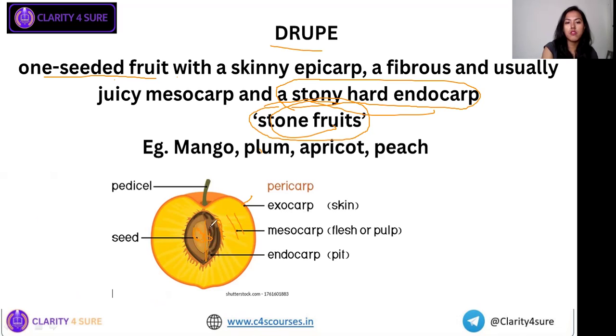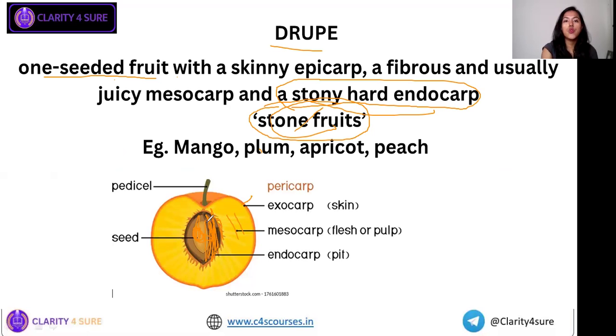Okay, this is the layer which is the endocarp, which is hard, right? This layer, if you see, it's half of the diagram that is given. This inner part is the seed, and above the seed there is this hard layer, which is known as the endocarp, the hard endocarp, because of which it is known as what? It is known as stone fruits.